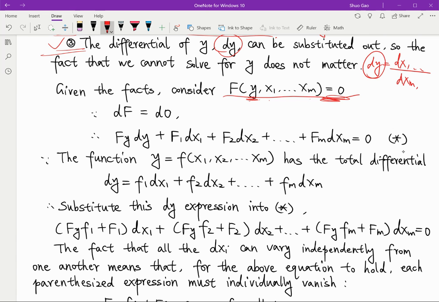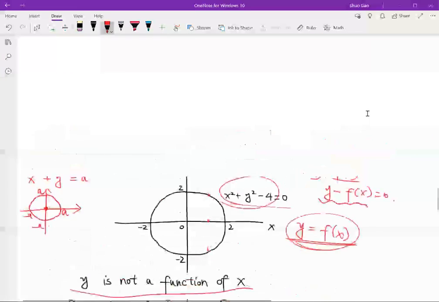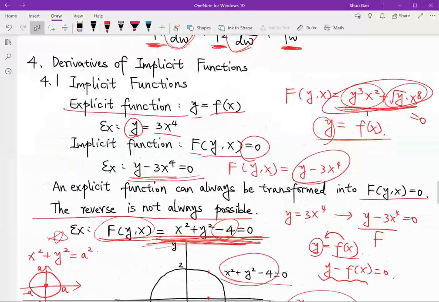Because this is a standard way we write the implicit form of a function, right? Remember that when we talk about the implicit function, the expression is like this. So big F of y and x equals 0. So that means that we can always find the implicit form that equals 0. Right? So for example, y minus this thing equals 0.